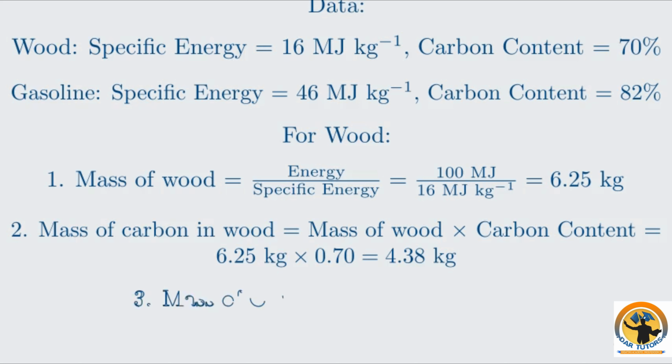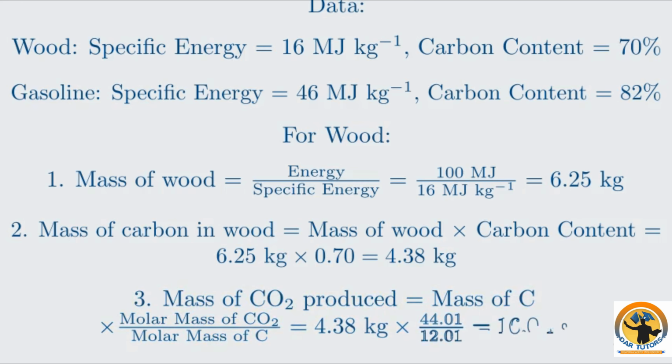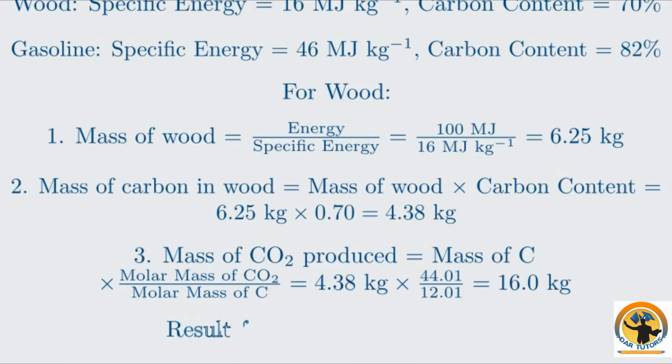Finally, we calculate the mass of CO2 produced. We take the mass of carbon and multiply it by the ratio of the molar mass of CO2 to the molar mass of carbon. This ratio is approximately 44/12. This gives us 16.0 kilograms of carbon dioxide for 100 megajoules of energy from wood.